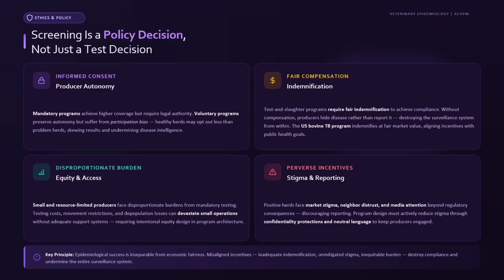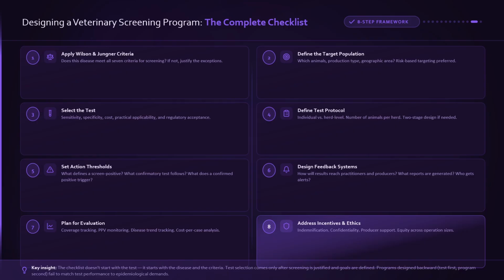We've covered the science, the math, and the politics. Let's put it all into one practical checklist you can use to design a screening program from the ground up. Everything in this module into something you can actually use. An 8-step checklist for building a screening program from scratch. And pay attention to where it starts, because the order matters enormously.